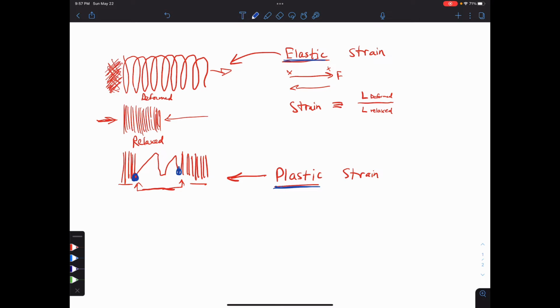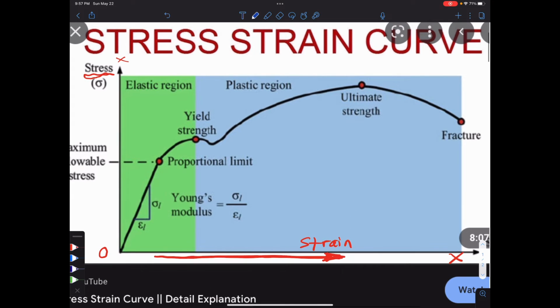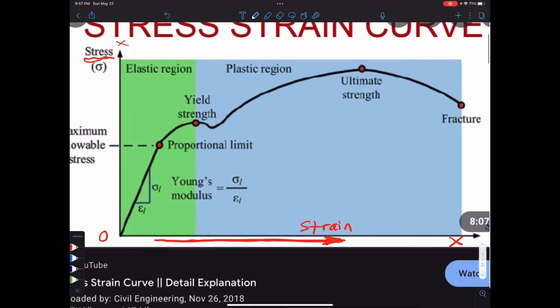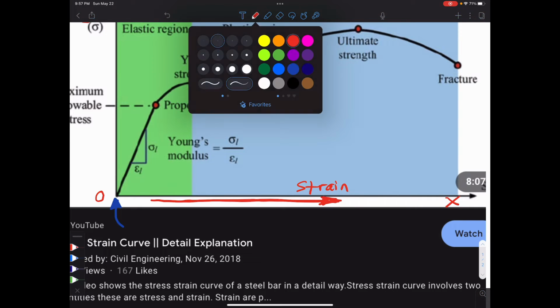Okay, so let's go look at that curve again and understand that better. So imagine that slinky. When we start with the slinky, it's at 0 stress, so there's no force being applied to it.